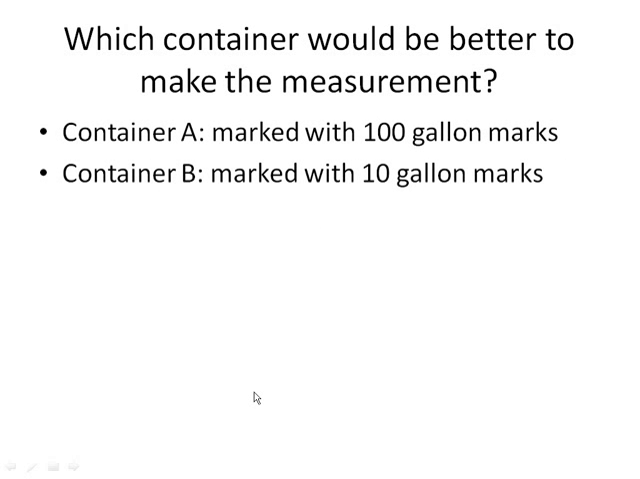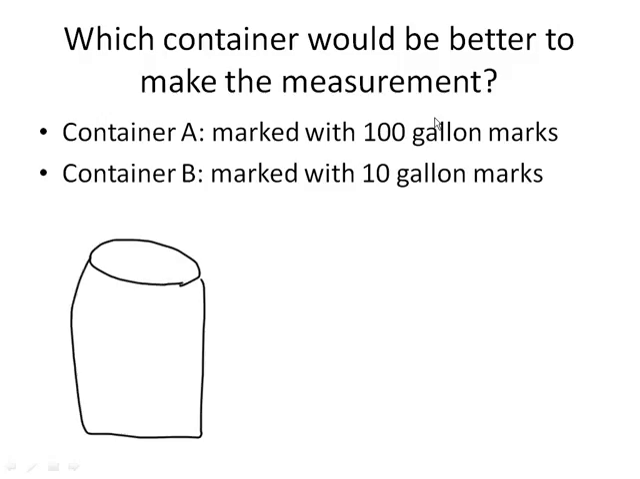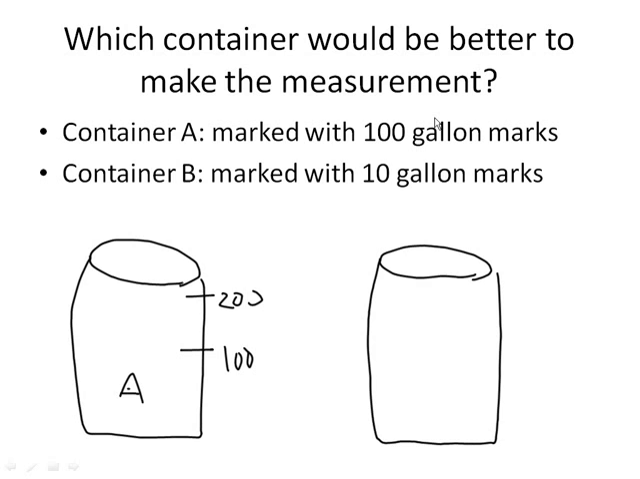So in terms of you as a consumer, we might be interested in asking, would it make more sense from our point of view to have a container like the one outlined here in A, which is marked to the 100-gallon marks, and those are the only marks that are made on it for measurement? Or another container, same size, which is container B. And in container B, you actually have markings to the 10-gallon mark.